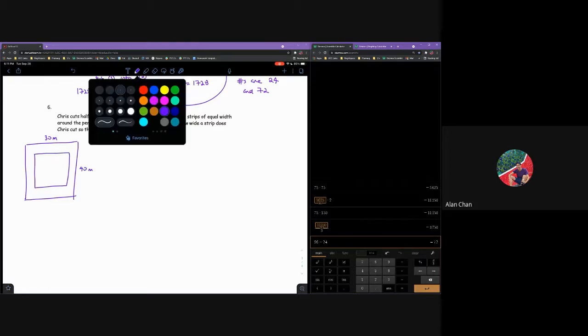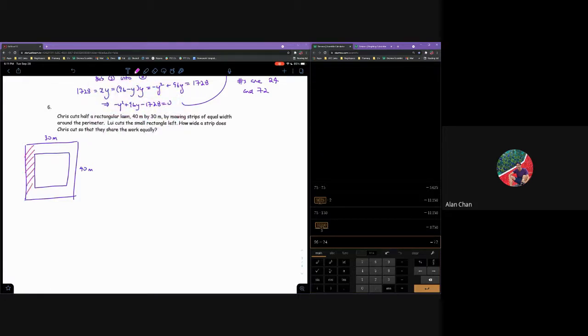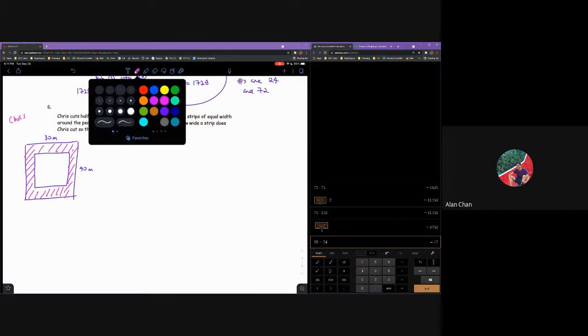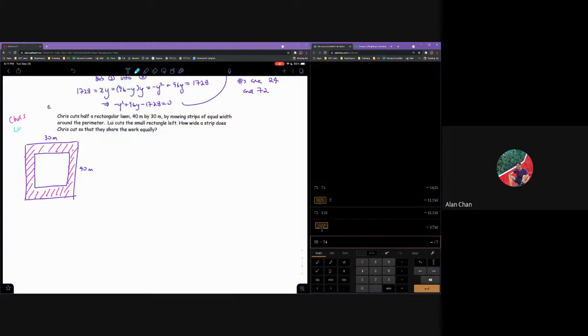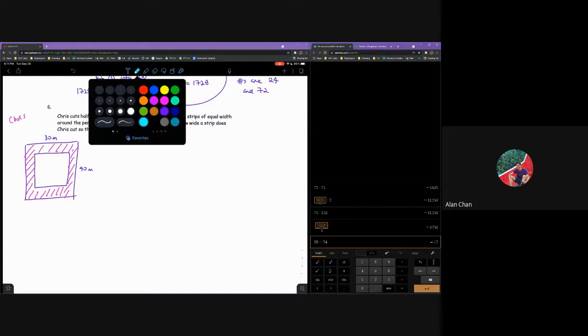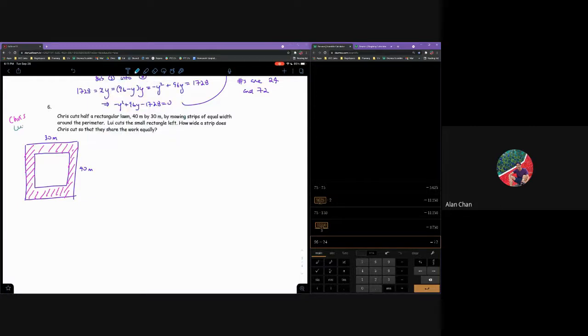Okay, so this is Chris, all Chris cutting the outside of the rectangular lawn. So this is Chris, and then we have, I don't know how to pronounce, Oh, that's a horrible color. I'm sorry. Louis, Lou. Lou cuts the middle part over here. Okay. So that's what this question is basically saying. Again, it's a 40 by 30 lawn. Chris cuts equally around the perimeter, and then Lou cuts the small rectangle left, the rectangle in the middle. And the question is, how wide does the strip need to be so that they share the work equally?